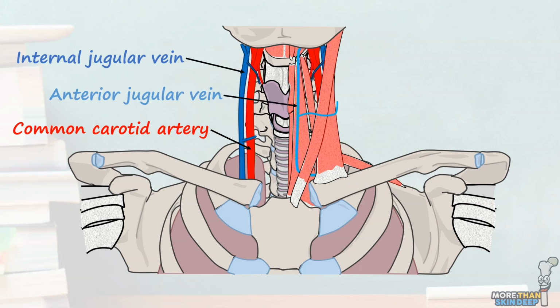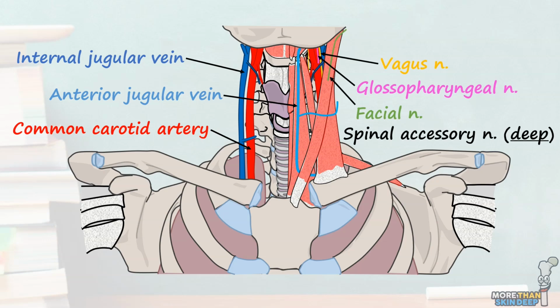There are also important nerves in the anterior triangle, in particular the facial, glossopharyngeal, vagus, spinal accessory, and hypoglossal cranial nerves. There are also numerous lymph nodes and several salivary glands which are related to the various subdivisions of the anterior triangle.